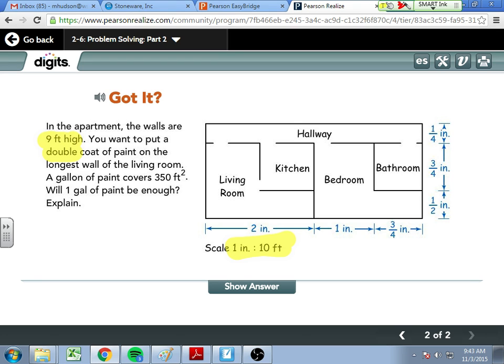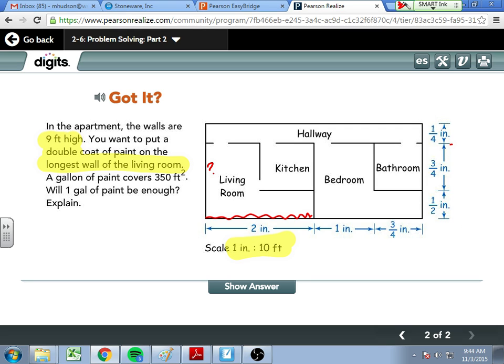So we're going to use a double coat of the paint on the longest wall of the living room. So let's identify the longest wall of the living room. It'd be this right here, because we can check this wall right here. If we come over to the right side, that wall would be this distance, 1/2 inch plus 3/4 of an inch, which would only be 1 1/4. So obviously the 2 inches is my longest wall.